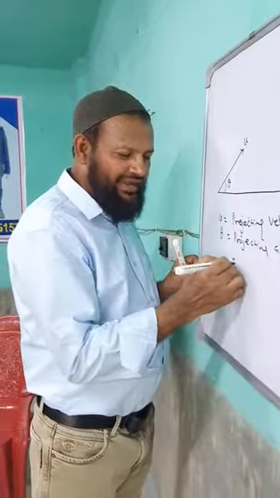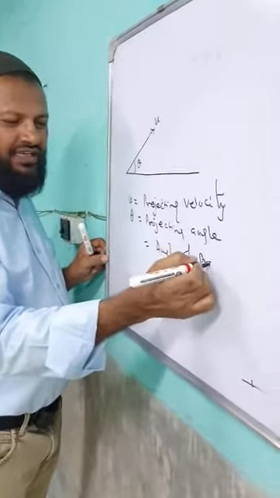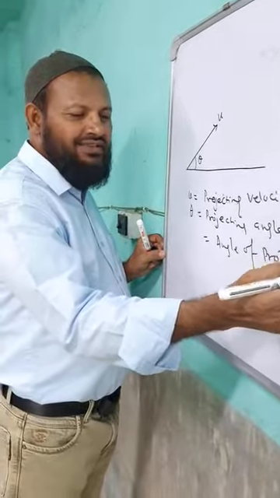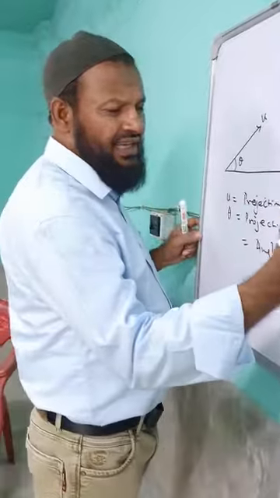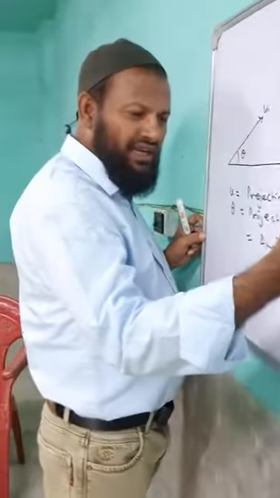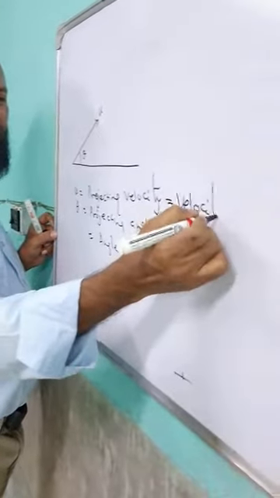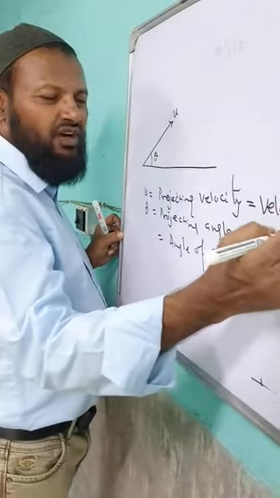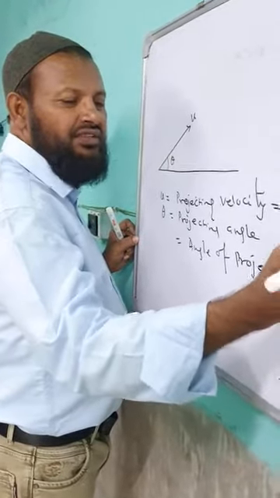We can write another name: angle of projection. This is angle of projection. Similarly, u has another name: velocity of projection. This is velocity of projection.